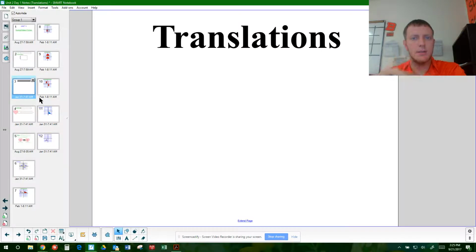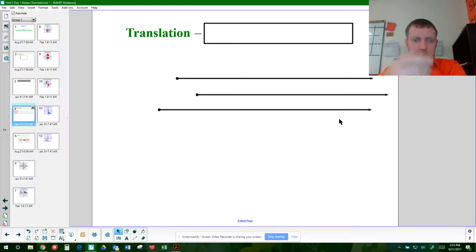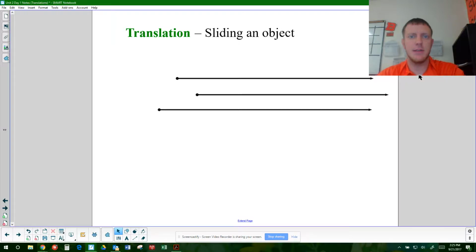All right, a translation, that's what we're going to do today. A translation, just like my little animation here shows, is sliding an object. It's when you take something and you slide it along a graph. That's it. You don't spin it, you don't flip it, you just slide it. That's a translation. If you were to take your desk and slide it and make a lot of noise, you'd probably bug your sub a lot. Well, that would be called a translation. So anytime you slide your desk, just say you are translating your desk.